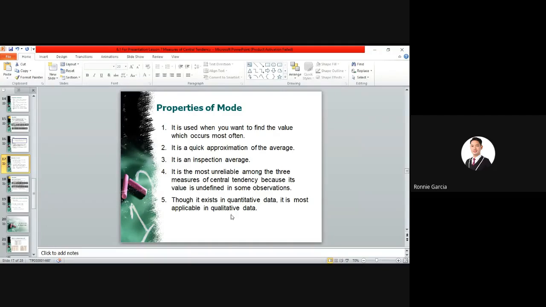Number 5 is though it exists in quantitative data, it is most applicable in qualitative data. Actually, ang history aning mode, kung magbasa dito mga libro is in the world of fashion. Dito usually makakita ka dito mga terms nga mode. Kung unsa ang trending, unsa ang balik-balik. So for example, unsay uso karon, unsay ginagamit karon or ginasuot karon. So diha ning gawas ang mode. So katong mga nagbalik-balik, mo to siya ang mode. Usually sa mga fashion nga industry. So diri nagamit ang mode. Kung unsa to nagbalik-balik, mo to ang mag-represent. So those are the properties and the weaknesses also of the mode.